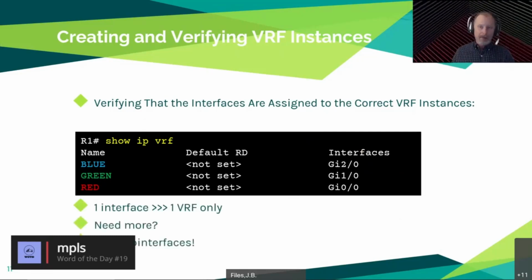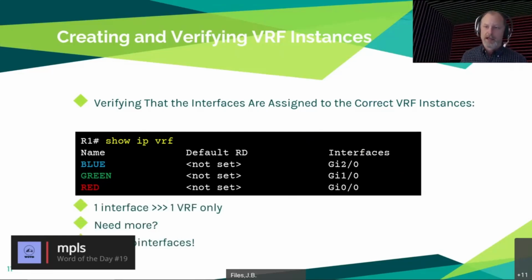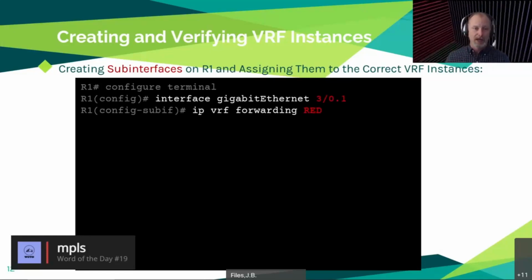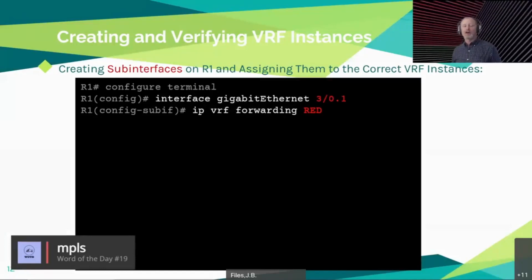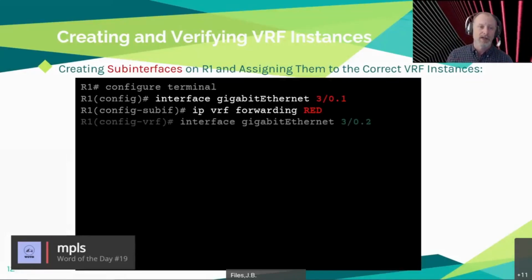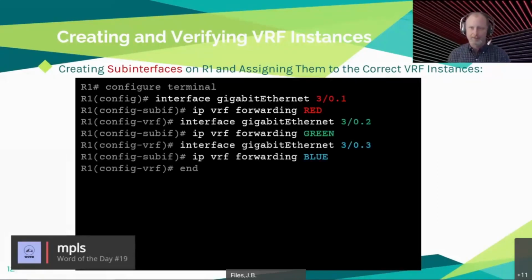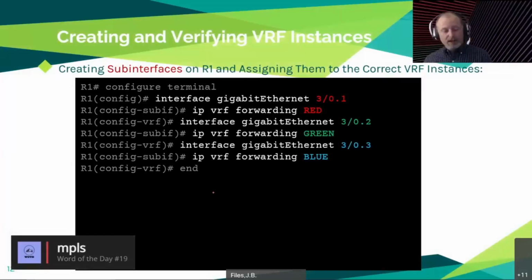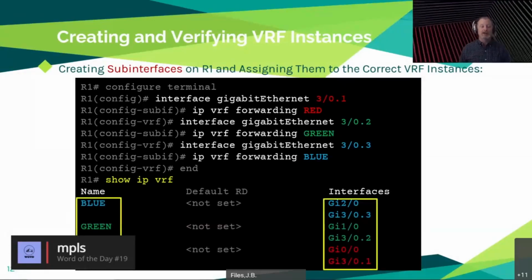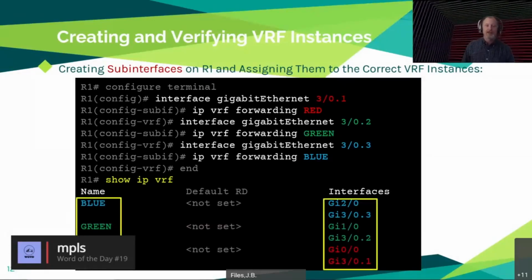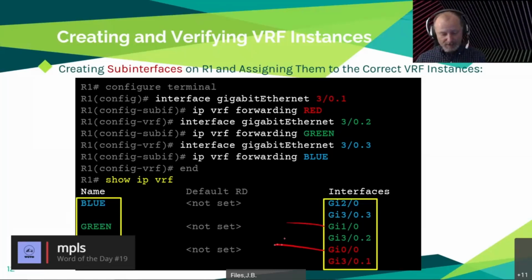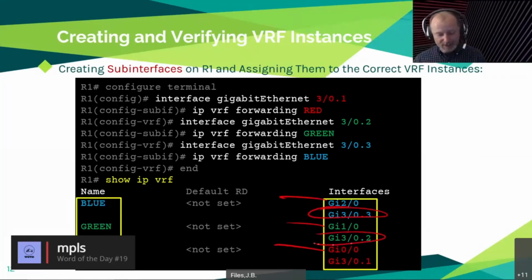If you need more, that's why we're going to use sub interfaces. On R1 we're going to create these sub interfaces and then assign them to the VRF. Gigabit 3.0 is the physical interface, but then we're going to have sub interfaces .1, .2, and .3, and assign them to the appropriate VRF. Once we do that, we can verify with the show ip vrf command again. Now we can see blue has 2 interfaces, Gig 2.0 and Gig 3.0.3. Same thing with green and red. They each have a physical interface and a sub interface.